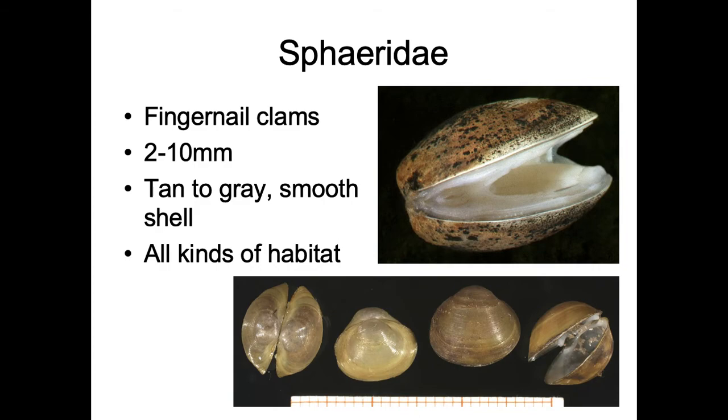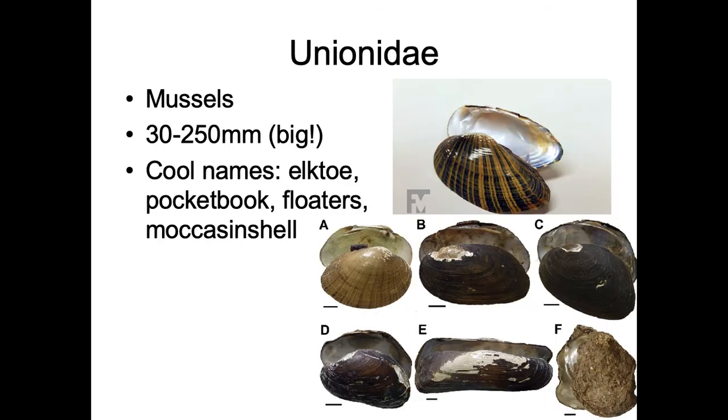So Sphaeriidae are fingernail clams. They're very small. These marks here are millimeters. They are 2 to 10 millimeters, so small. They are tan to gray, and they have a smooth shell, so that should be very helpful. The other family often has a bumpy shell. They're found in all kinds of habitats, but I find them in ponds with soft bottoms frequently.